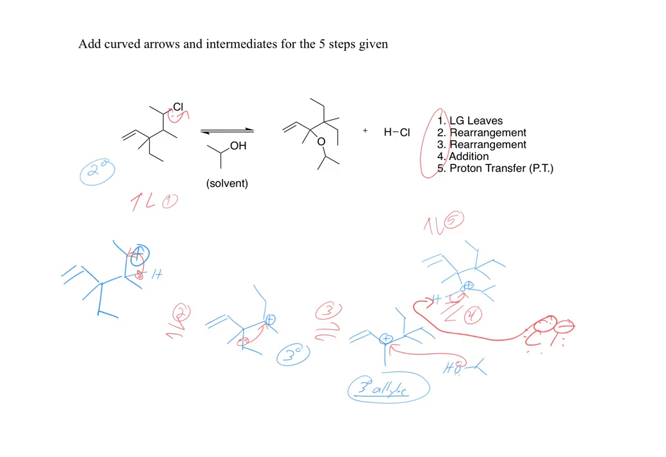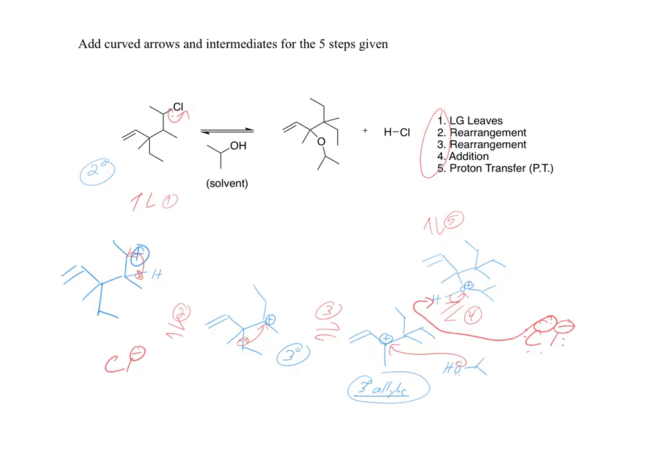Problem of the day: 5 steps. Must have 5 steps. First step, right? We notice this is a secondary electrophile, an alkyl halide. The leaving group's going to leave, right? So we're going to make, of course, Cl minus, which is just along for the ride here for a long time. Next thing we're going to do is a rearrangement.